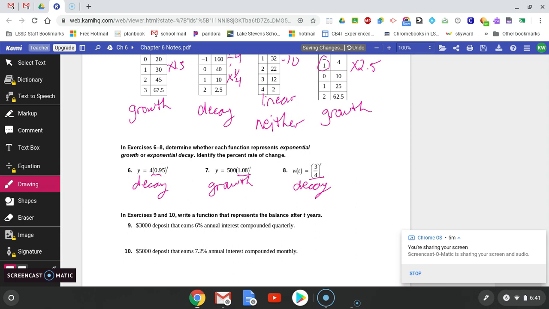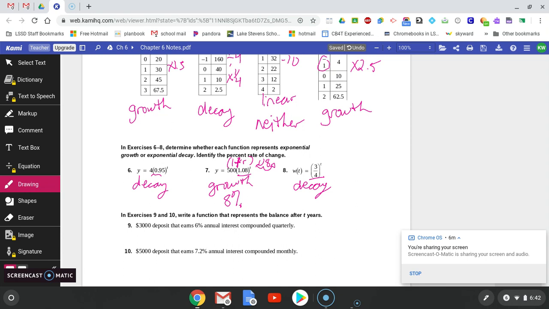Then it says to identify the percent rate of change. In other words, we want to know what R is. So I'm going to start with number 7, the growth one. It's a little bit easier. So remember our formula in the parentheses is 1 plus R. So 1 plus what will give me 1.08? Well, it would be the 0.08. So 0.08 is the growth rate, but we want it as a percent. So 8 as a percent, move the decimal over 2 places, would be 8% growth.